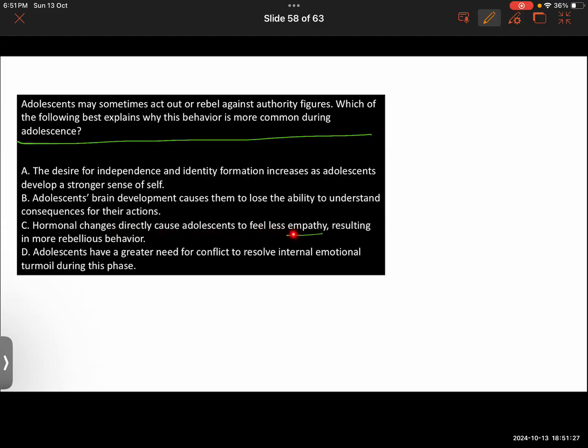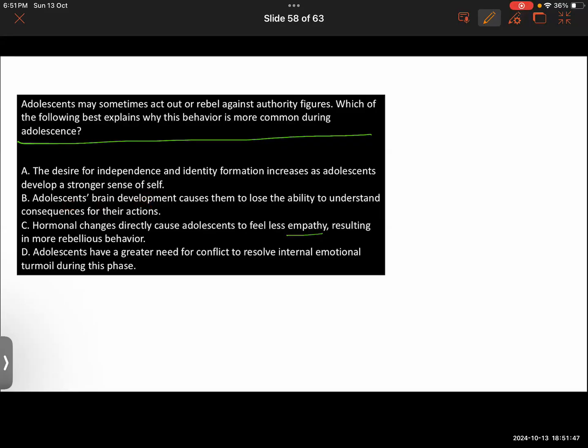No, that is not true. It's not like they become sadistic or they don't have empathy towards others. That is not appropriate. The first option is saying that the desire for independence and identity formation increases as adolescents develop a strong sense of self. Okay, so that is the most appropriate one.